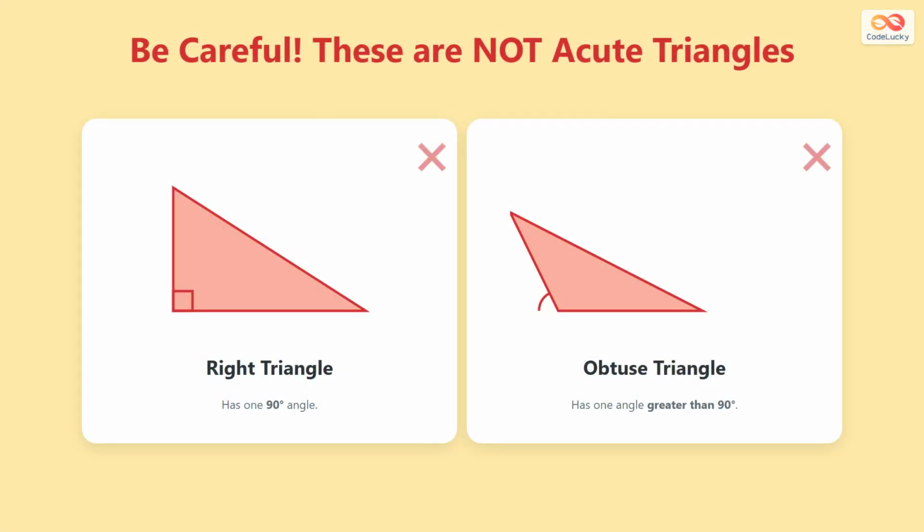Be careful not to confuse it with other triangles. If a triangle has even one angle that is 90 degrees, it is a right triangle. If it has an angle greater than 90, it is an obtuse triangle. Neither of these are acute triangles.